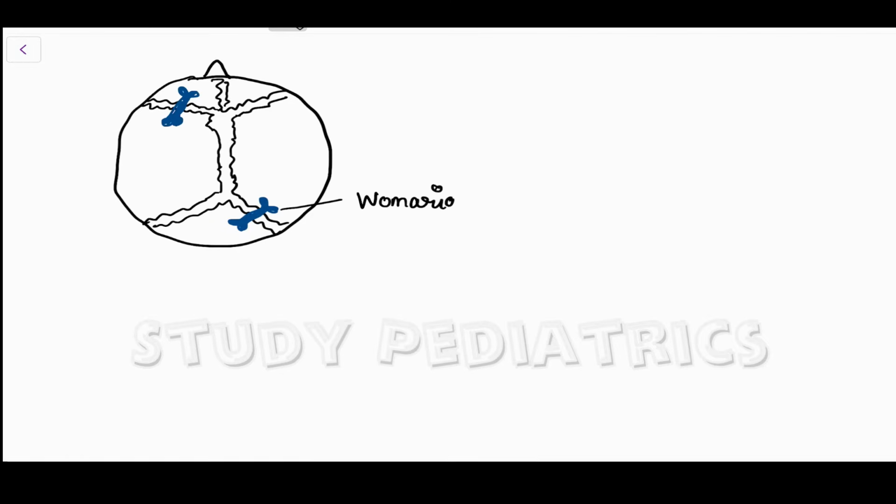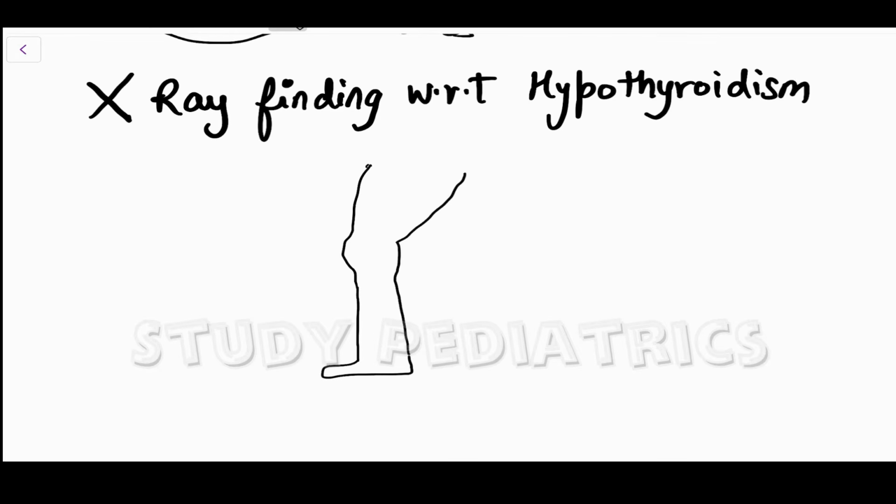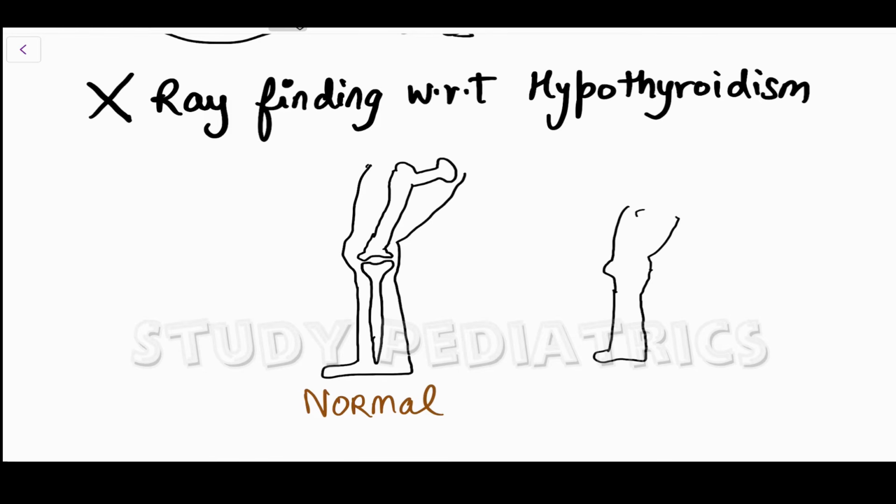Now let's see the effect on skull bones. Since there is presence of Wormian bones, the sutures aren't closed, hence there is presence of wide open fontanelles. Let's go ahead and see the X-rays. Let's draw and understand the findings with respect to hypothyroidism.